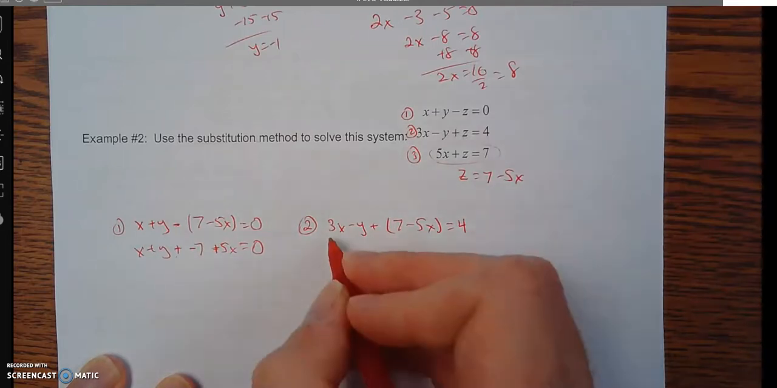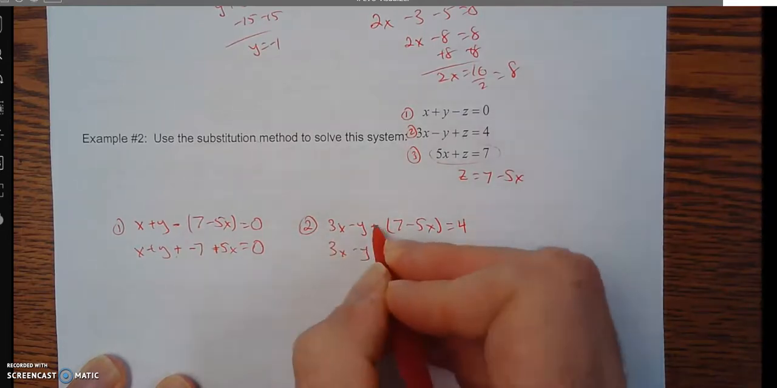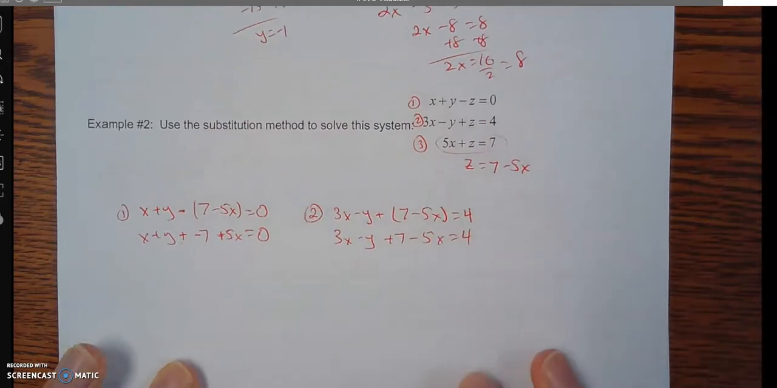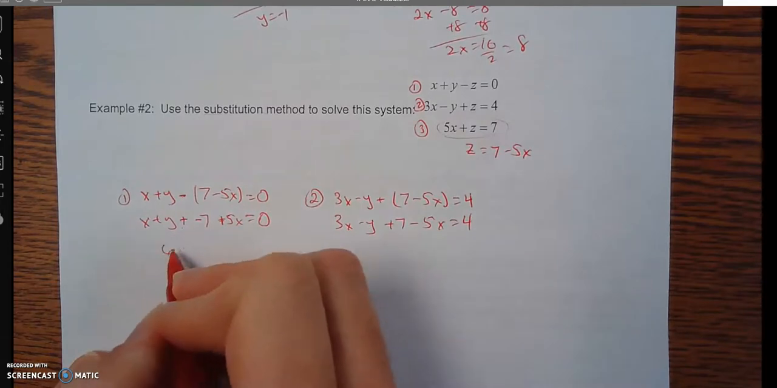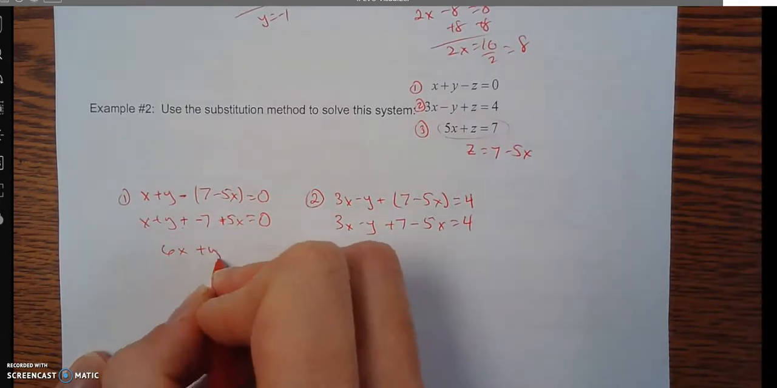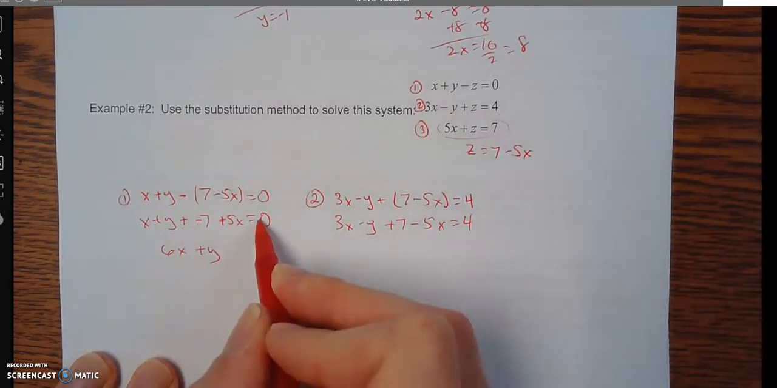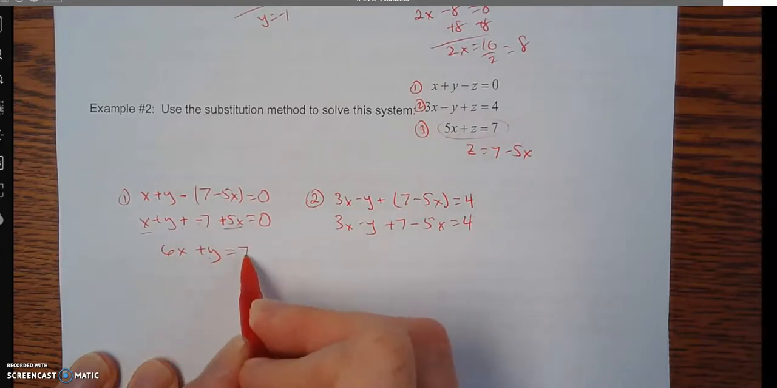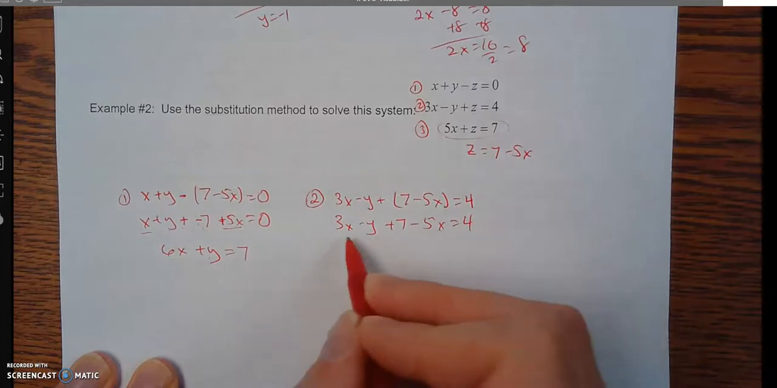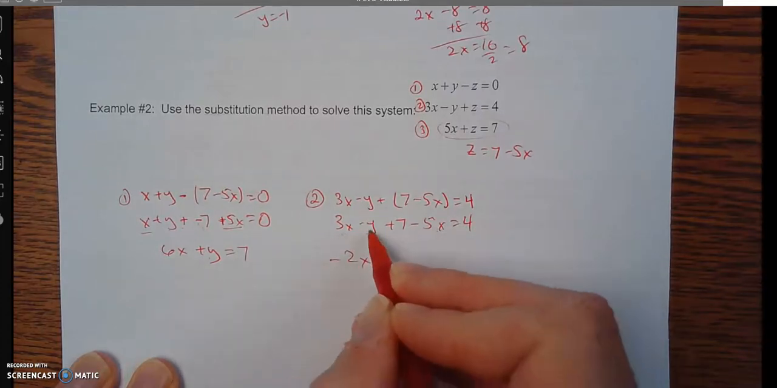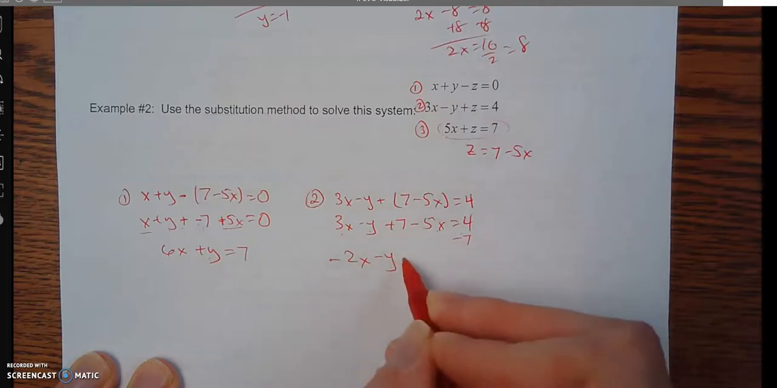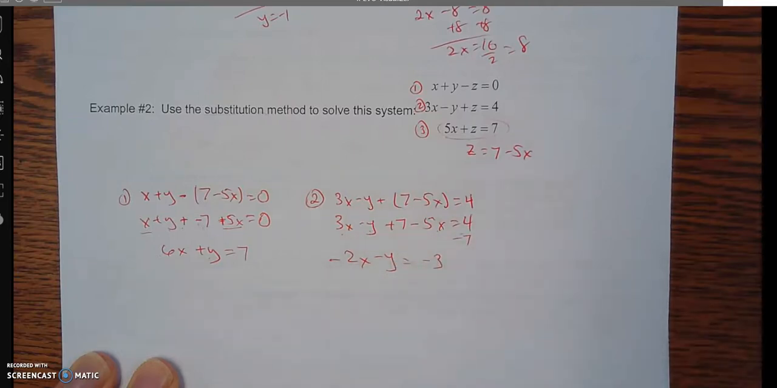So over here, that is plus already, so we can just put plus 7 minus 5x equals 4. Okay, combine like terms, so 6x plus y, and I'm actually going to bring that 7 to the other side. So I combine the x's, rewrote the y, now I'm going to bring the 7 over and say it equals 7. Here, combine the x's, so negative 2x minus y. Bring that 7 over as a minus 7. I'm going to subtract it over, so that equals negative 3.